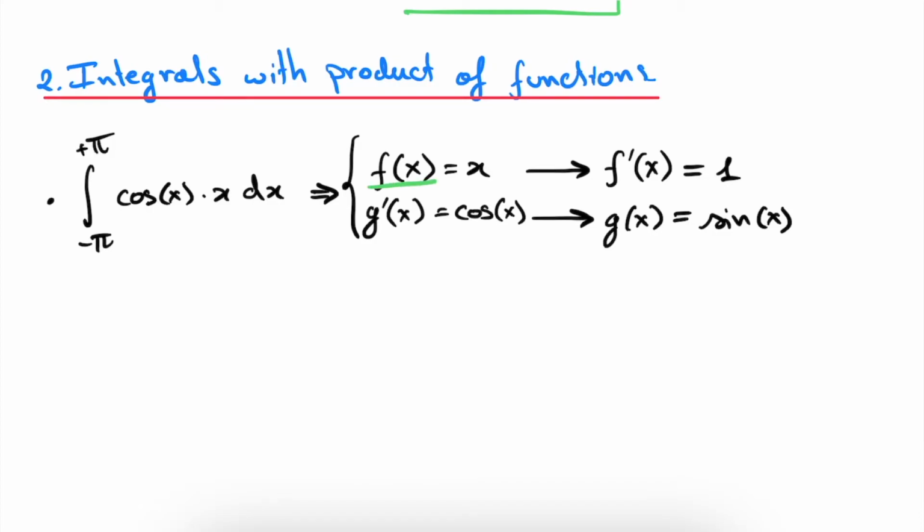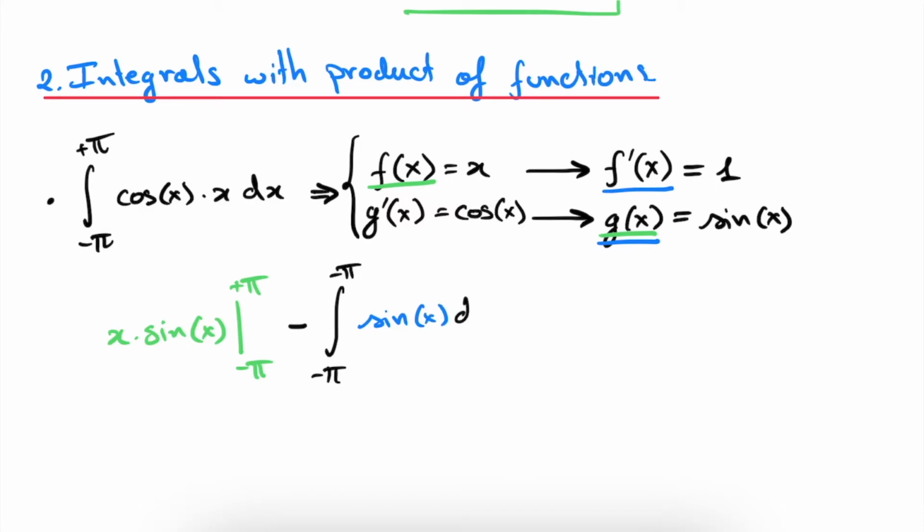And the formula starts out with just multiplying f of x and g of x and filling them in the boundaries, meaning that we have x times the sine of x, so f of x times g of x, filled in minus pi and plus pi. And we subtract from this the integral between our two boundaries of f prime of x times g of x. And in this case, this will simply become the sine of x dx.